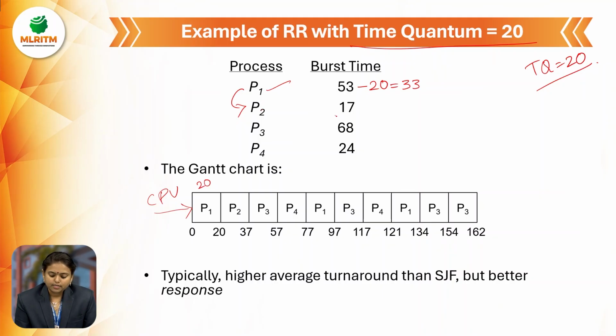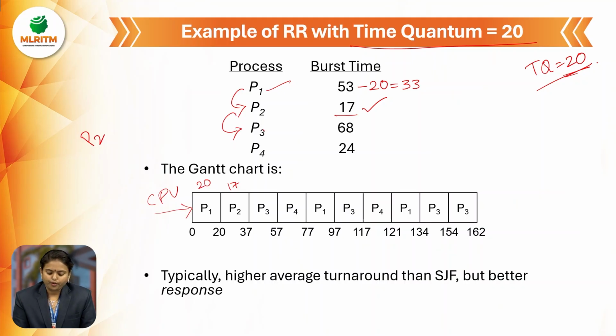P2 is having 17. Within the time slice, it is there. So it is executed here. P2 is executed successfully. So the first executed process is P2. Okay. Next, then again it will enter into the next process.